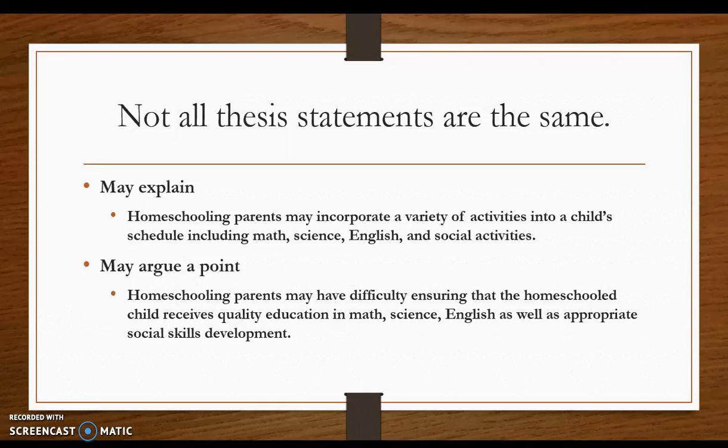So the next one is to argue a point, and this one is: homeschooling parents may have difficulty ensuring that a homeschooled child receives quality education in math, science, English, as well as appropriate social skills development. And this was written as is, the way the students presented it, so keep that in mind as well.